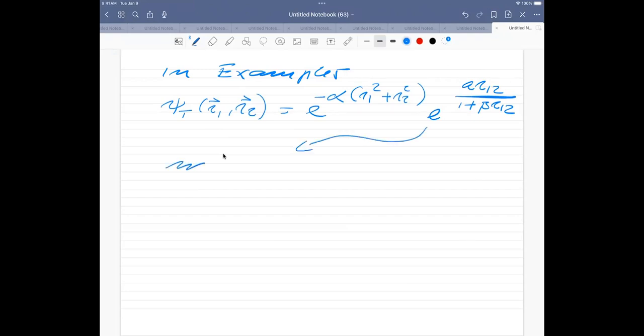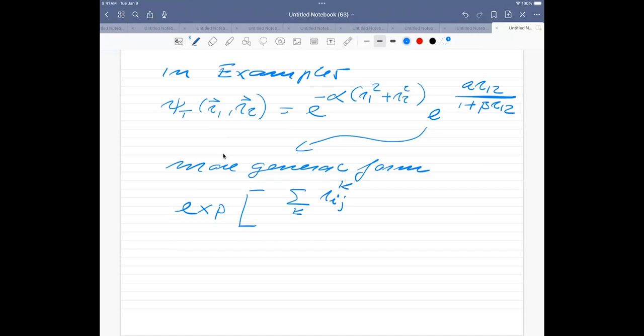You will often see this function in a more general form as an exponential, and then you can have a sum, and we are dealing with more particles. So we have a particle i and particle j, and this can be to the power of k. And then there is a parameter beta of k that becomes a variational parameter, which you can tune.